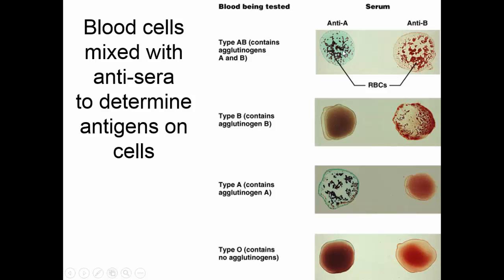So here you see someone who has A antigens because they reacted with the anti-A serum, and they have B antigens because they reacted with the anti-B serum. This is someone with type AB blood. Here, the cells only reacted with the B antiserum, so this is type B blood. The cells only reacted with the A antibody here, so this is type A blood. And since there's no reaction with either antisera, we have type O blood.